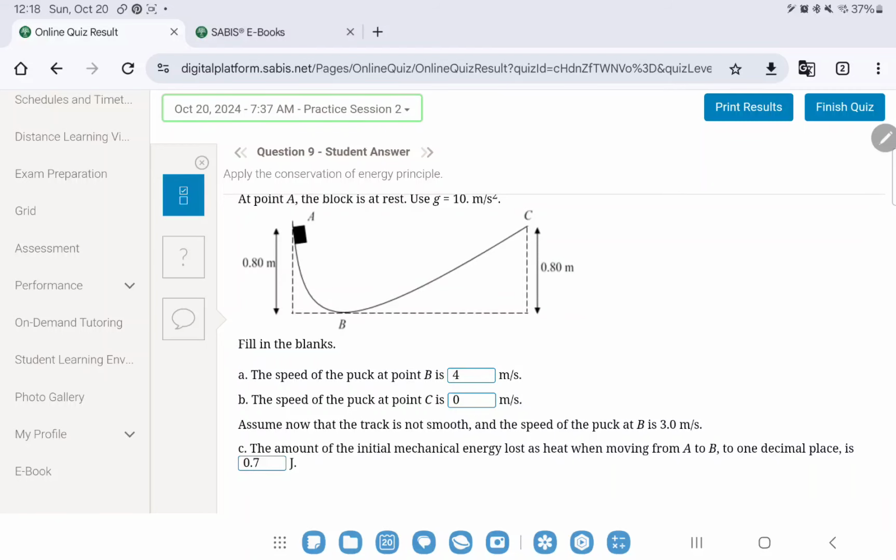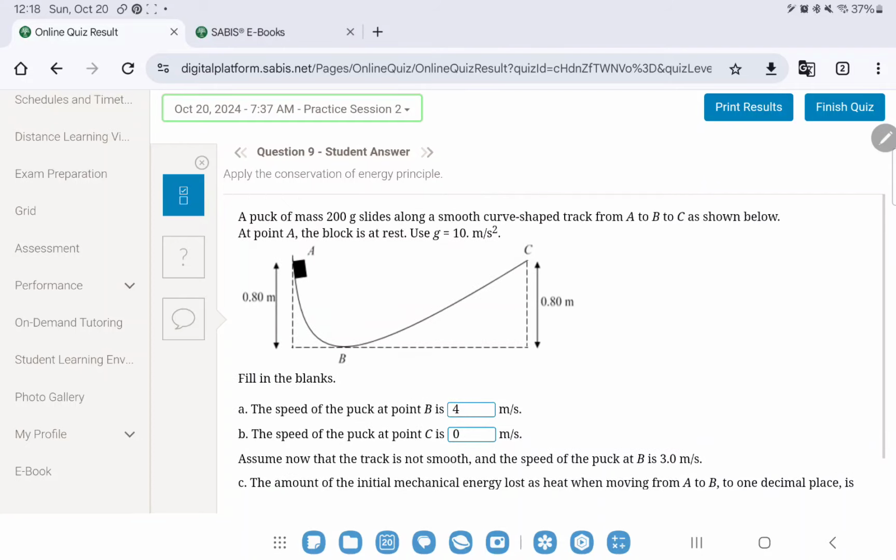So for this question, we're going to solve with the conservation of energy principle. You have a puck that is 200 grams, so 0.2 kilograms, and it's a smooth curve shape. When you have a smooth surface, we know that kinetic energy is equal to potential energy.